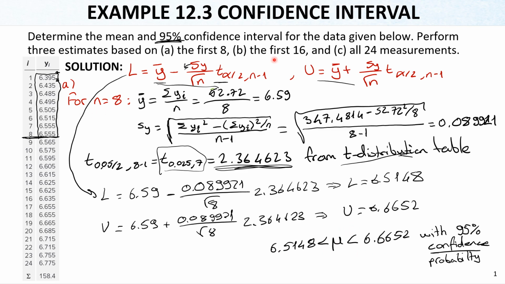We can do the same for 16 and 24. Just apply the same, change this n minus 1 to 15 for 16, and 23 for 24, and get the new data from here. Also these will be new for 16 and 24. Then calculate these L and U again to have these confidence interval values. I will not do the detailed calculations, but I will show a table that compares all of these data for n equals 8, 16, and 24 in the next slide.